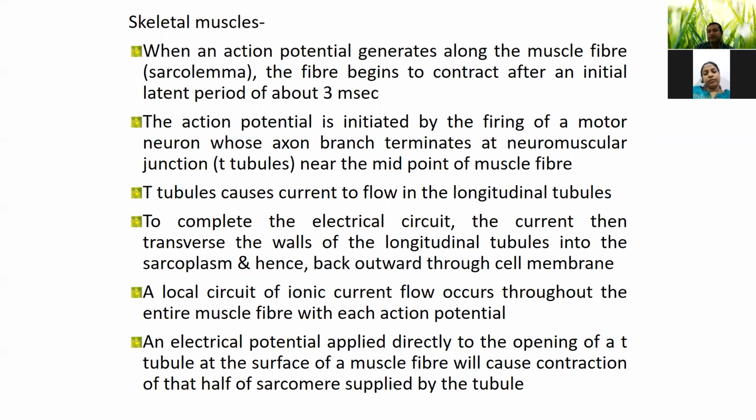This action potential is initiated by the firing of a motor neuron. That is to say, after the T tubules are activated, the actin and myosin filaments come into action when sodium and calcium ions, especially the calcium ions, come into action. Then it will move to contract or relax, and further it will act for the generation of an action potential, and that will make the muscle either contract or relax.